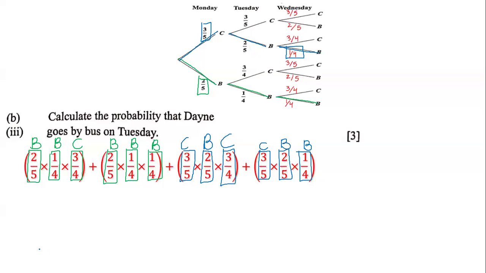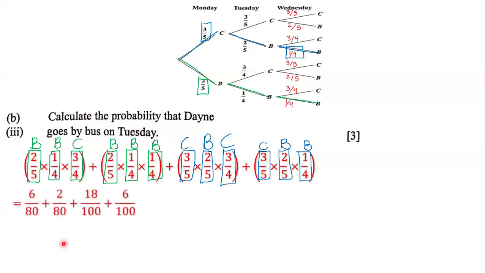So there are 4 ways in which he can do it, right? He could take the bus on Monday, then the bus on Tuesday, then the car on Wednesday. Or he can take the bus on Monday, the bus on Tuesday, the bus on Wednesday. Or he could take the car on Monday, the bus on Tuesday, and the car on Wednesday. Or he could take the car on Monday, the bus on Tuesday, and the bus on Wednesday. So there are different ways he could do this, all right?